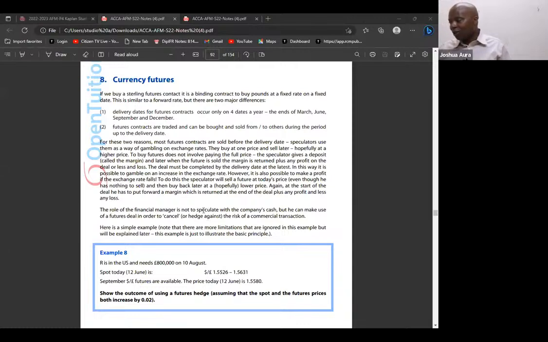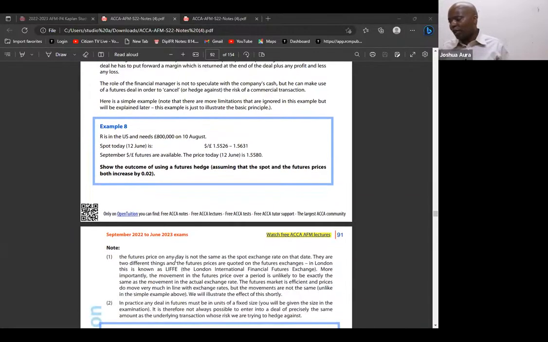The role of the financial manager is not to speculate with the company's cash, but he can make use of a futures deal in order to cancel or hedge against the risk of a commercial transaction. Here now is a simple example. We are told here that R is in the US and needs 800,000 pounds on 10th August. 10th August is when we need this 800,000 pounds. Remember, R is in the US. So we have a spot today, which is 12th June. But remember, we need this money on 10th August. So today, the spot is there.